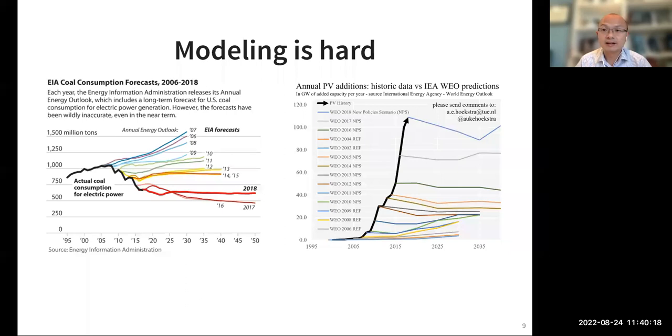So each time they overproject the coal consumption.